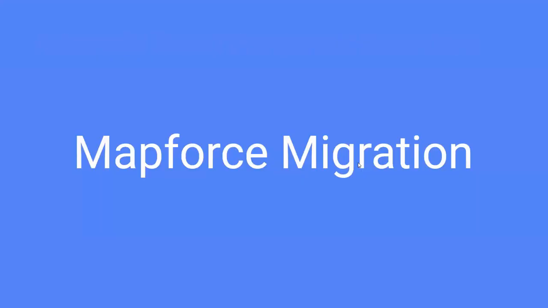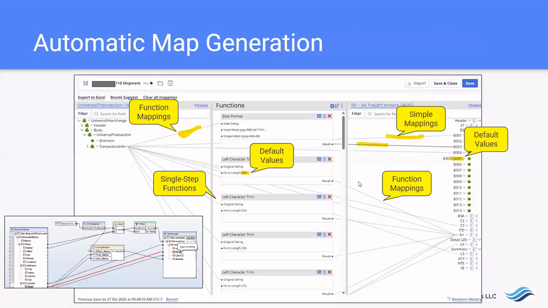So we're going to start with an example of the MapForce migrations we can do. First of all, we can do automatic map generation. Now, a lot of you know that EDI is really about mapping. So in this case here, we were able to capture the profiles, and in Boomi, we have them on the left and right. We automatically captured simple mappings, default values, and we also generated functions or function steps.